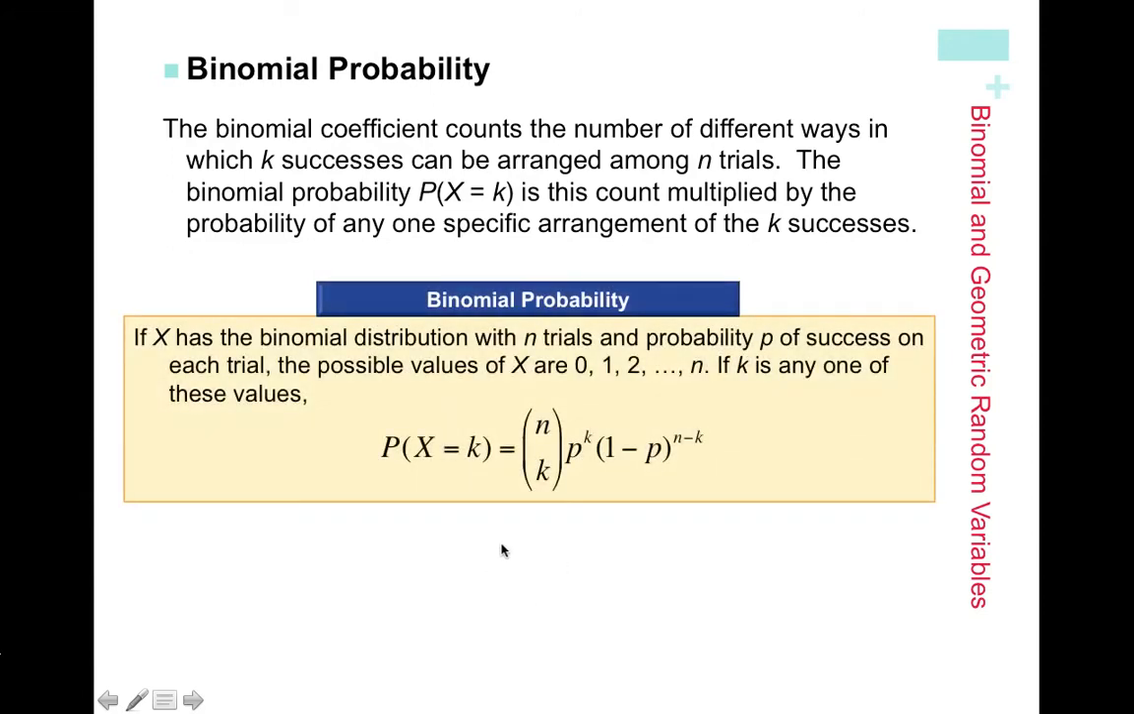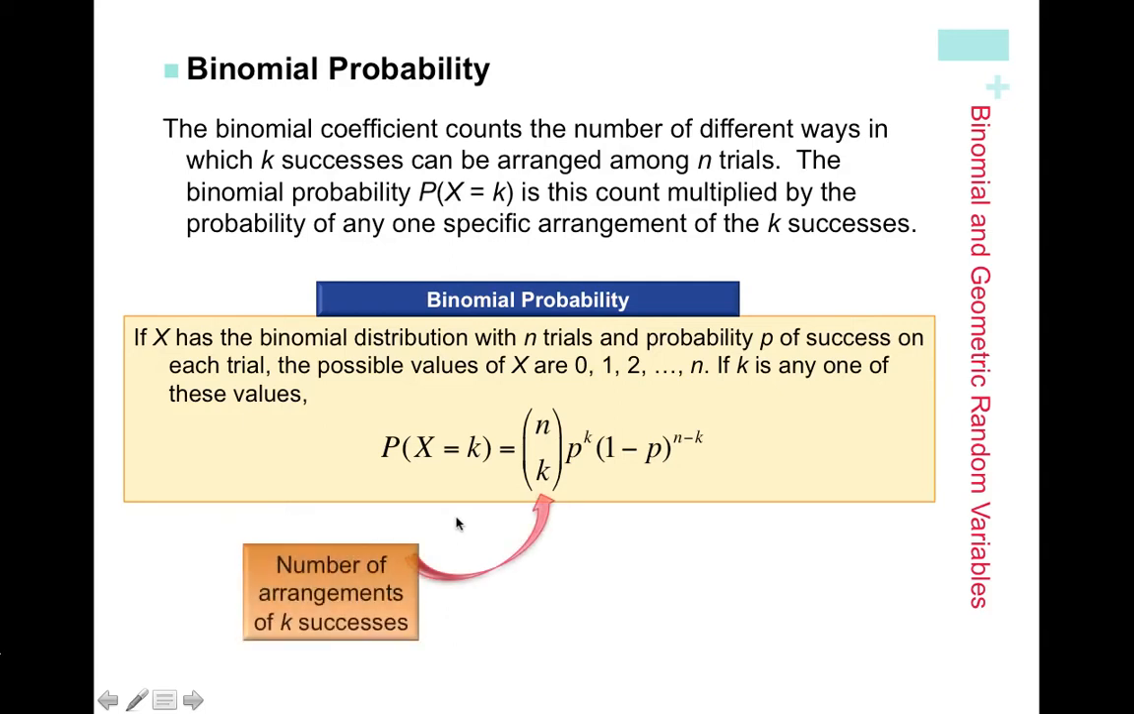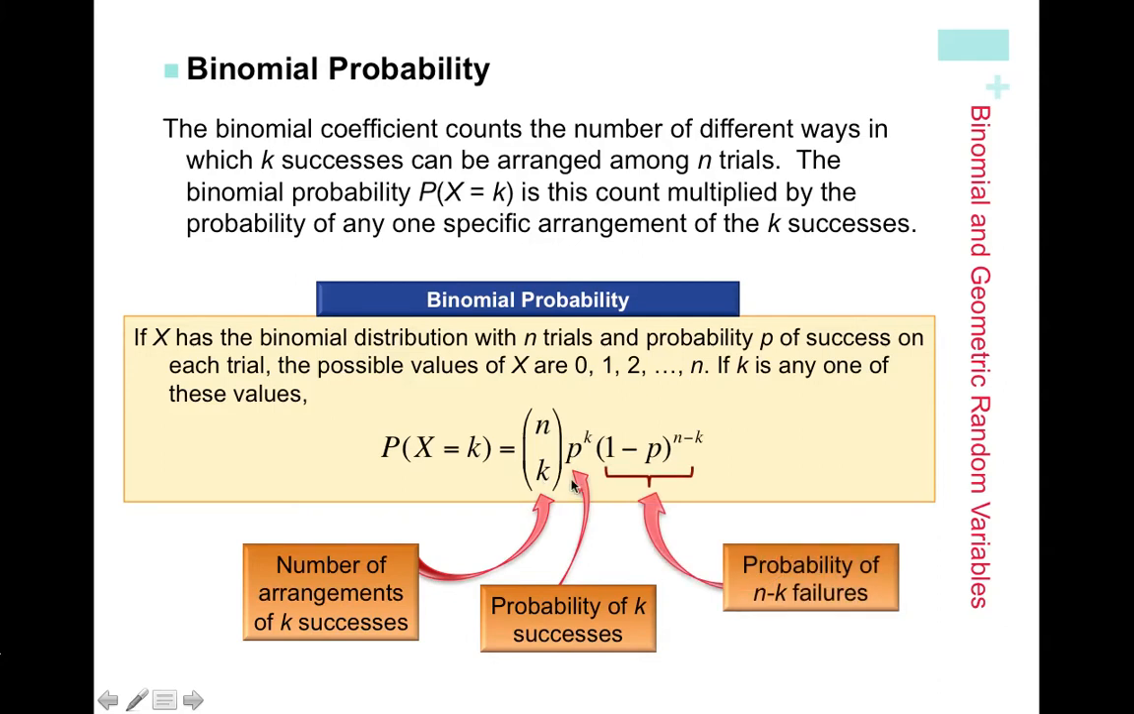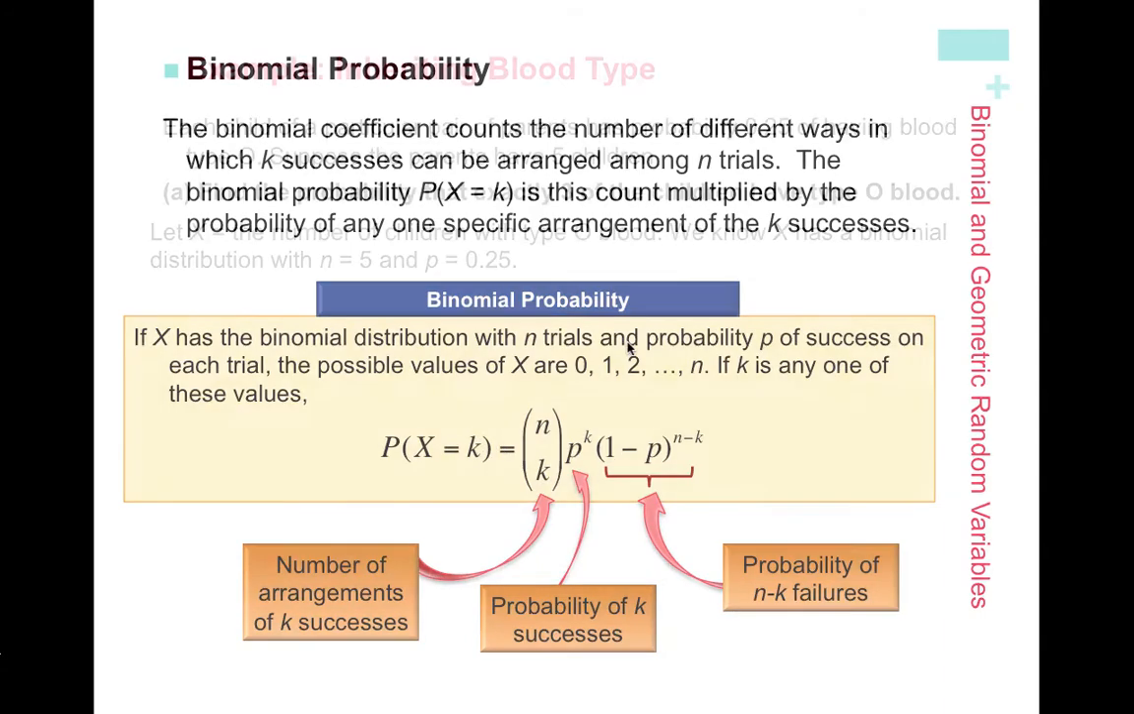Let's generalize the formula in all its glory first, I suppose. So instead of saying number of arrangements, we can call it N choose K, times P to the K, times 1 minus P to the N minus K. Wow, what does that mean? Well, let's look. Number of arrangements, times the probability of success multiplied the number of successes that we want, and then the probability of N minus K failures. So 2 successes means 3 failures. So 2 and 3. These exponents will always add up to however many trials we have in our problem.